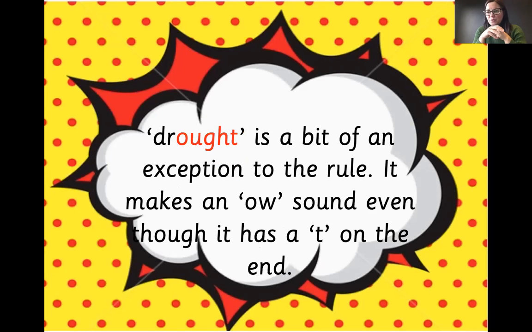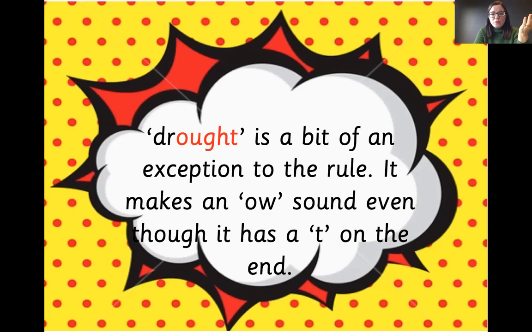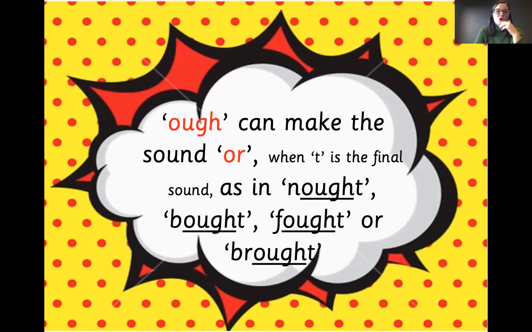Now here, as always with the English language, there's exceptions, isn't there? And this one is an exception to the rule that I've just told you about. This one is drought. And you can see it's got a T on the end. I've accidentally put that in red. It shouldn't be in red. It's got a T on the end, but it doesn't make the or sound like that one. It still makes the ow sound, even though it's got a T on the end. So drought is one of those words that's just an exception to the rule. Just remember, drought is an exception. It's still O-U-G-H, got a T on the end, but it makes an ow sound, not an or sound. Tricky.